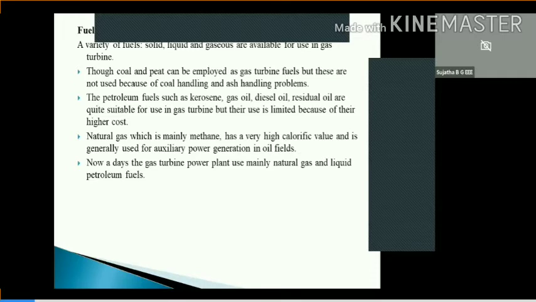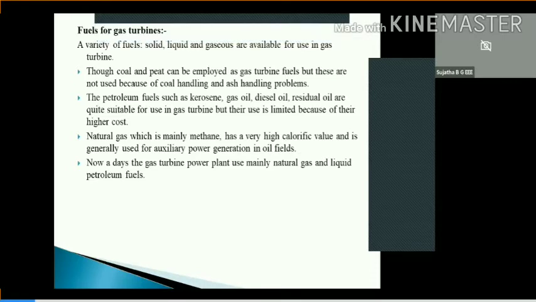So today we'll understand some more concepts of the gas turbine power plant, and let us see first what are the different types of fuels we use for gas turbines. A variety of fuels are used. We have solid fuels, liquid fuels, and gaseous fuels which can be used for gas turbines. Although coal and peat, see what is peat? It is a decomposition of vegetable matter. It is nothing but a ground layer. It is produced when vegetable matter is decomposed in acidic form.